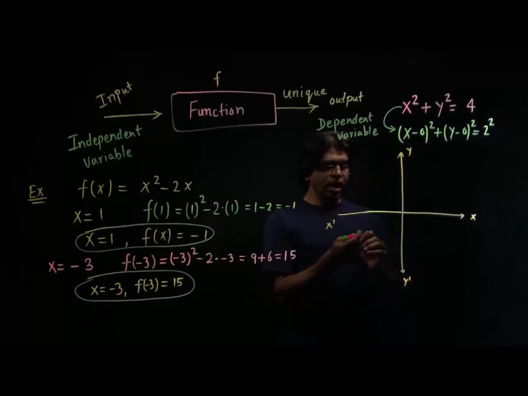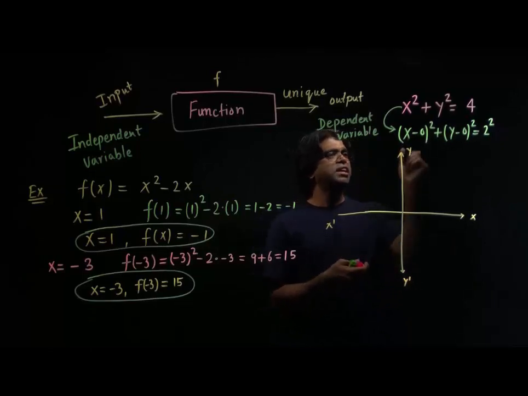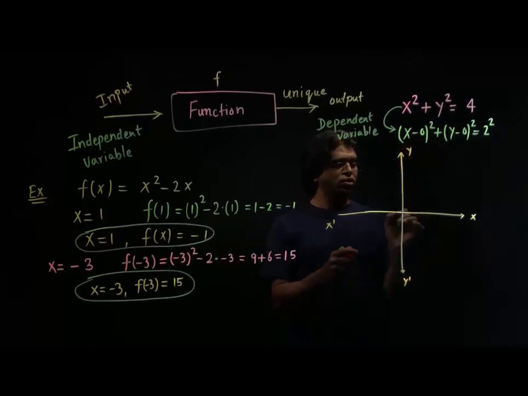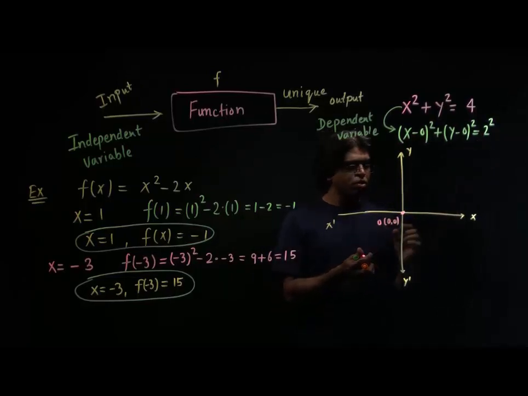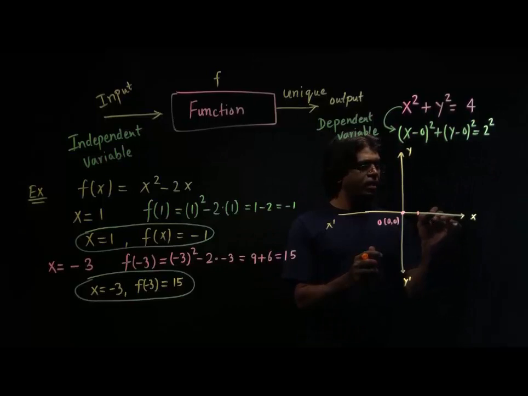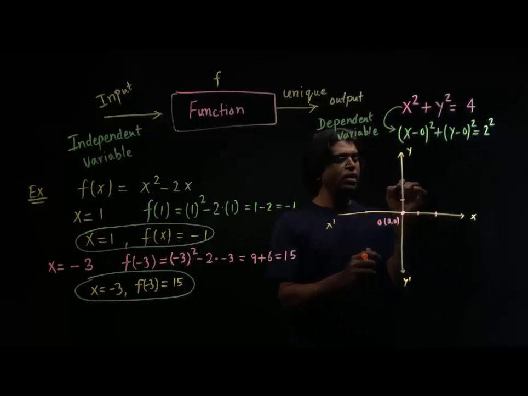Alright? Now as you can see, the center of the circle is 0, 0. So this is my center of the circle. I'm going to take it as O, which is 0, 0. And my radius is 2. So that will be 1 and 2. So this is 2.